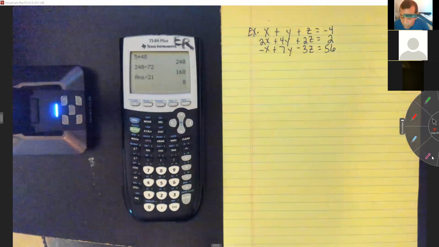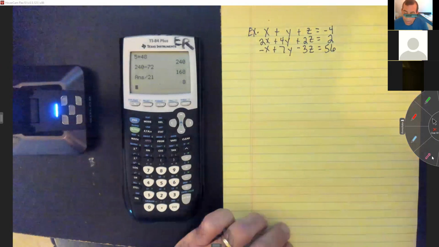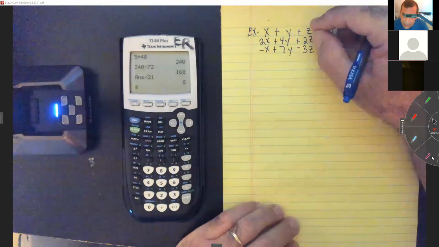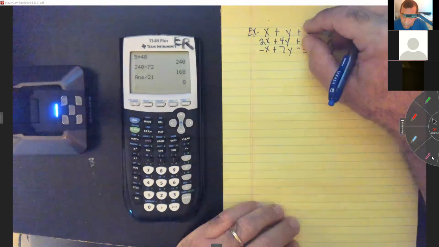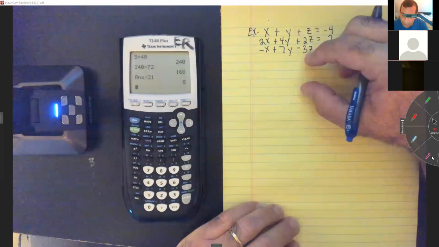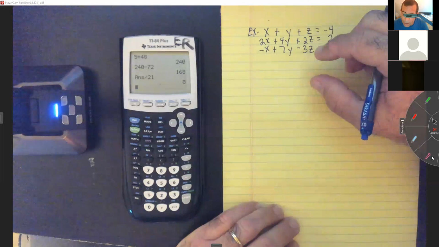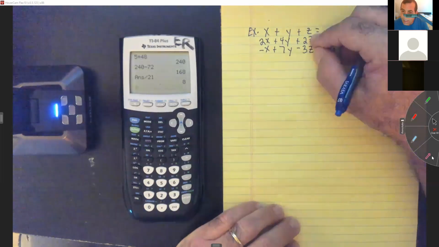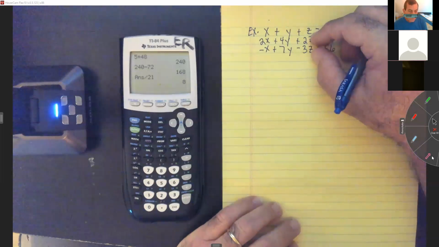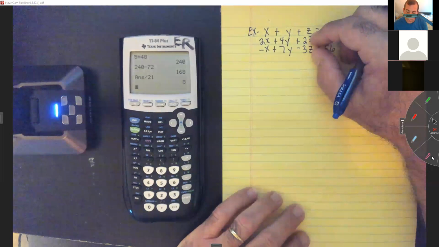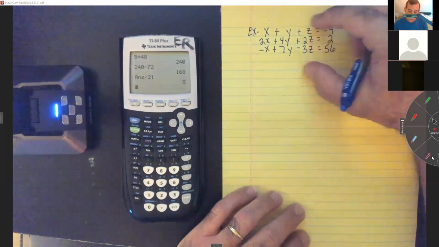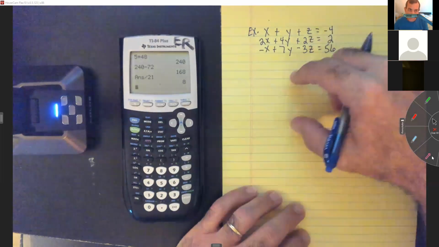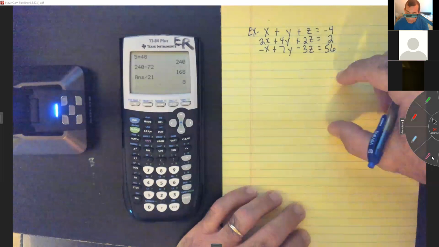So here's what we've got to do. We've got to add two of these at a time and get one of these variables and eliminate it. Then I've got to come back and use the other row with one of these other two and eliminate the same variable. So what's going to happen is a 3 by 4 equation is going to turn into a 2 by 3 equation like we just did.